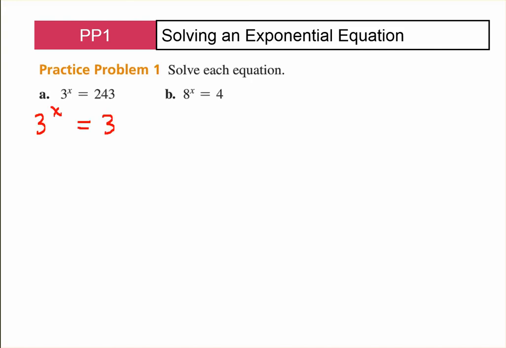Be careful here. It's not 3 to the 4th because that's 81, but if you multiply one more time, you get 243, which is 3 to the 5th. At this point, easy. x equals 5 is the final answer.